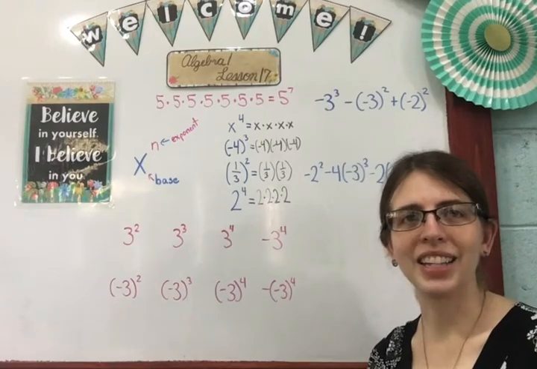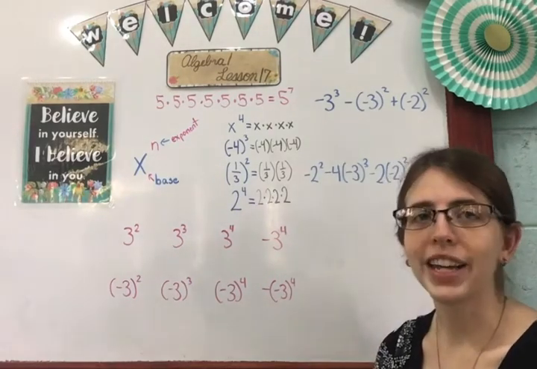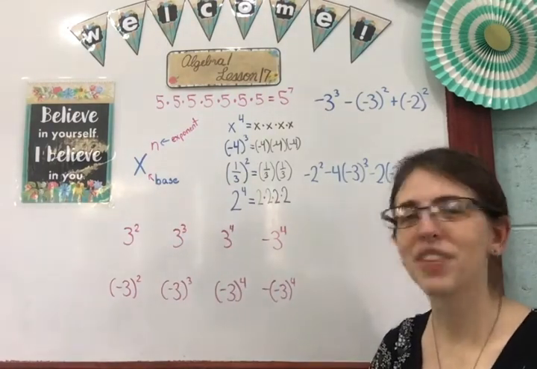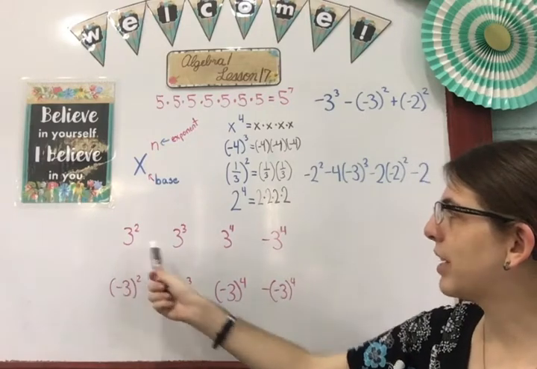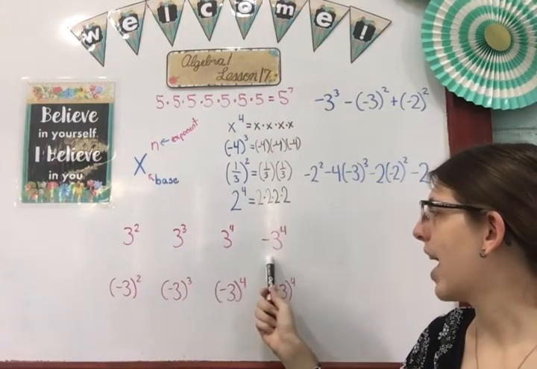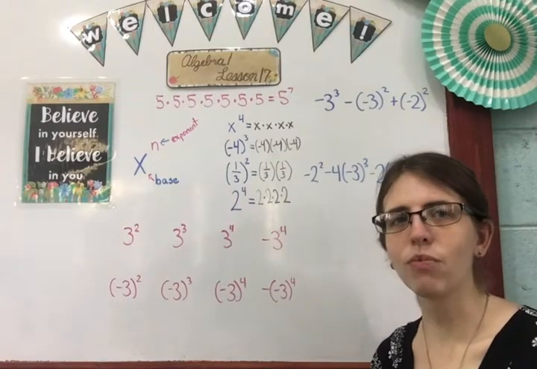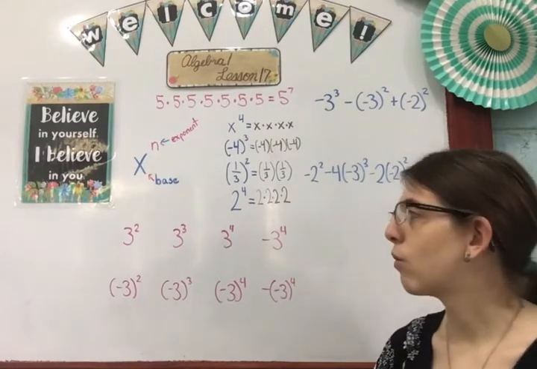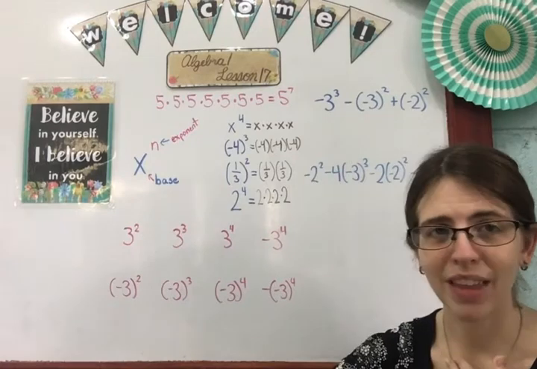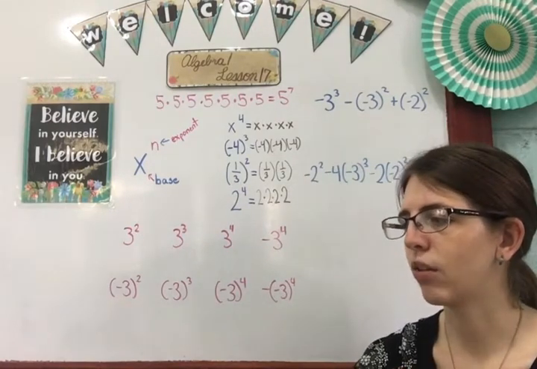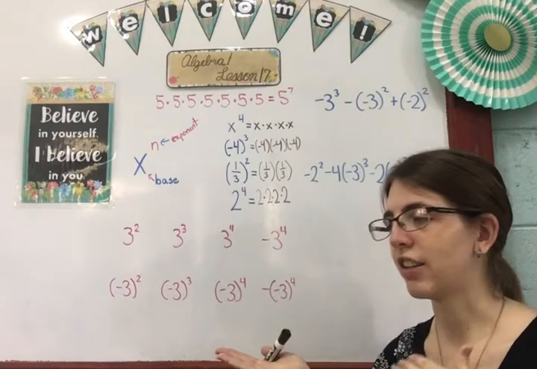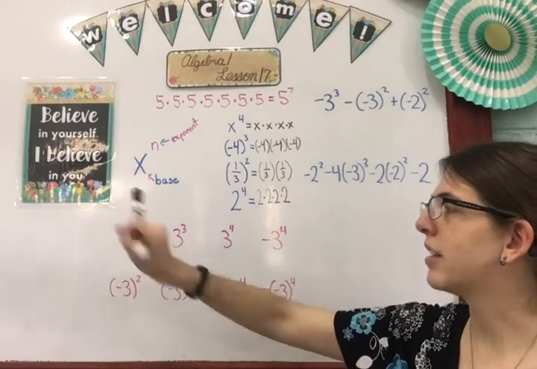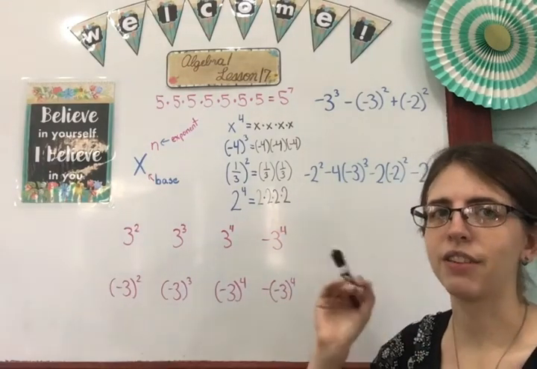Now let's talk about signs with your exponents. I have to be very careful when it comes to positives and negatives. Remember I told you we'd talk about these parentheses in just a second? Well, here we are. So here I have 3 squared, 3 cubed, 3 to the 4th power, and negative 3 to the 4th power. When I want to simplify these, I just multiply them together. Any number that is positive raised to a positive power is a positive number. So that means if you have a positive base and a positive exponent, then you have a positive answer.